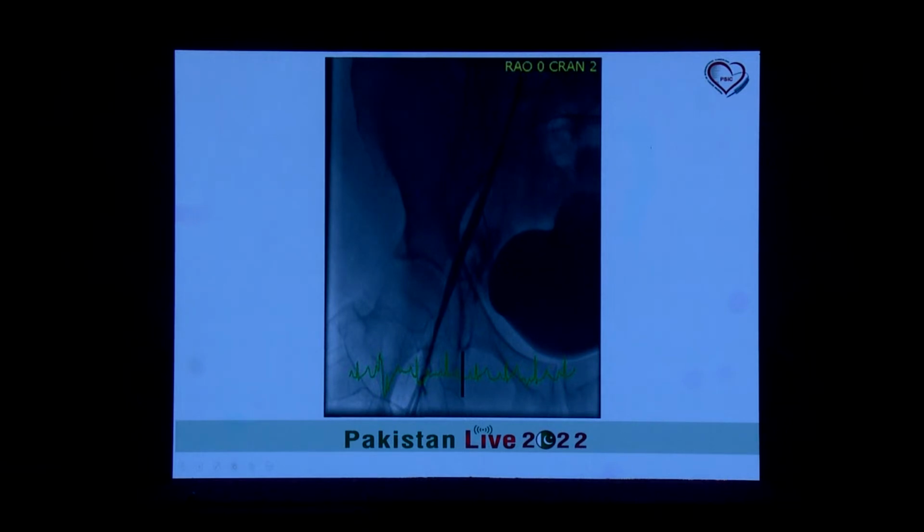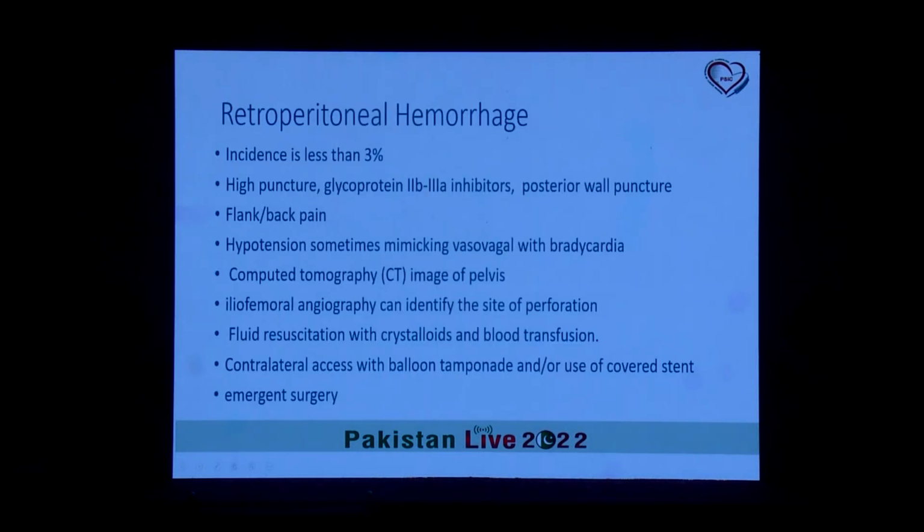Most of us have seen in our cath labs, maybe once or twice, a bleed from the artery and an indentation of the bladder. This is something alarming. This is now a retroperitoneal hematoma, although the incidence is very low, almost less than 3% nowadays.